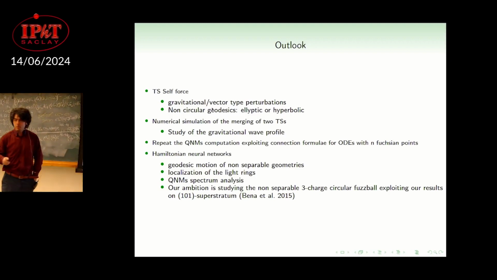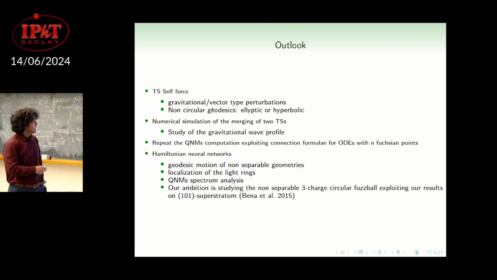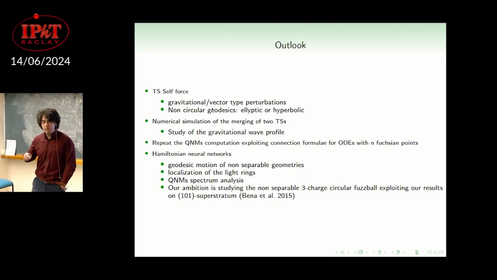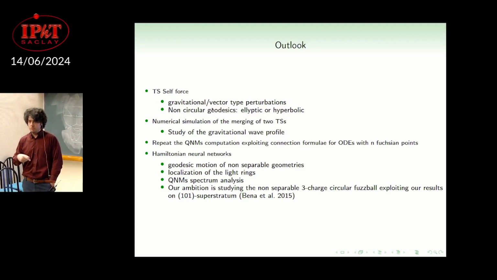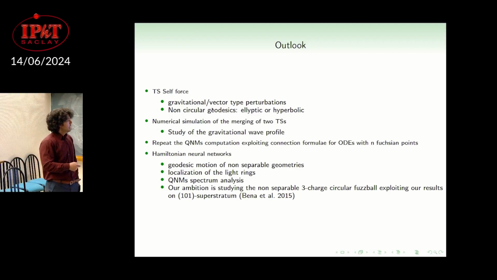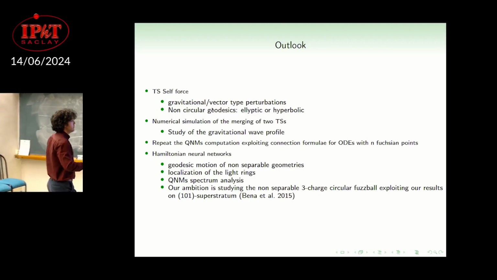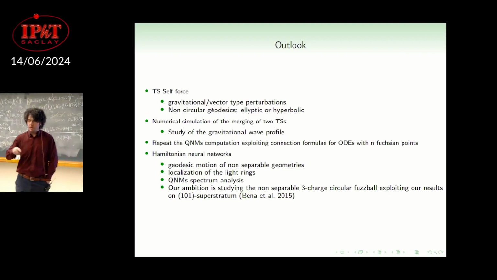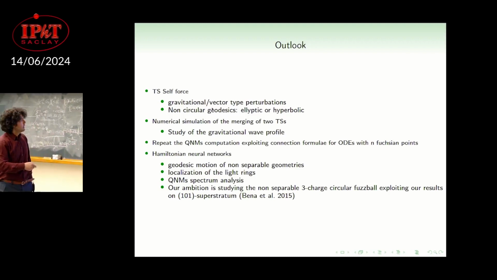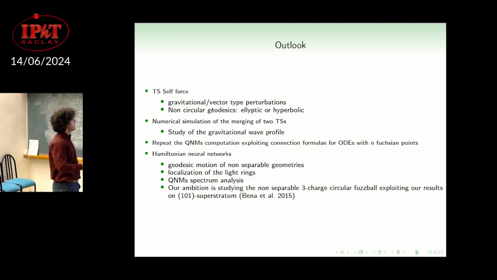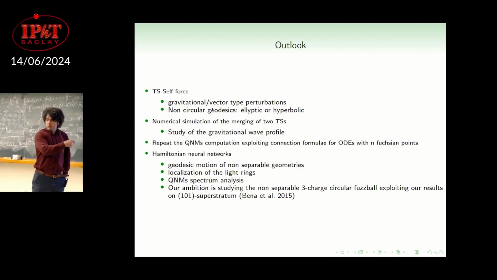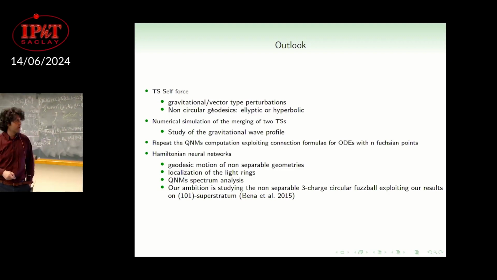From a theoretical point of view, it would also be interesting to repeat the computation that we did for the quasi-normal spectrum of gravitational and vectorial perturbations of the topological star background, by using the connection formula that Francisco showed. So using all the connection formulae for the differential equation with n bigger than 4 Fuchsian singularities, and try to match with the numerical result that we already have.